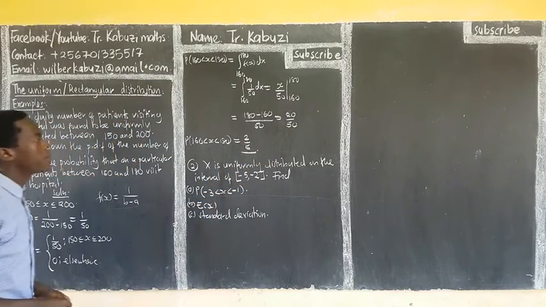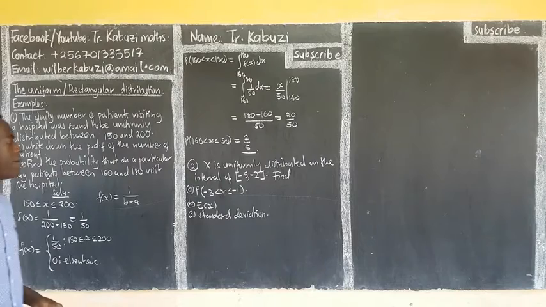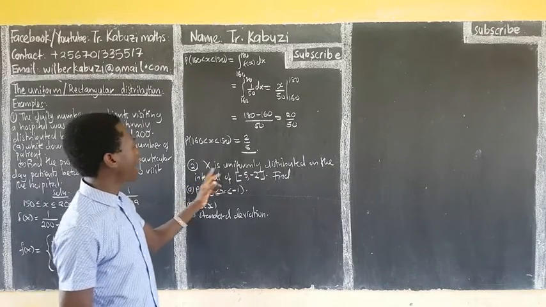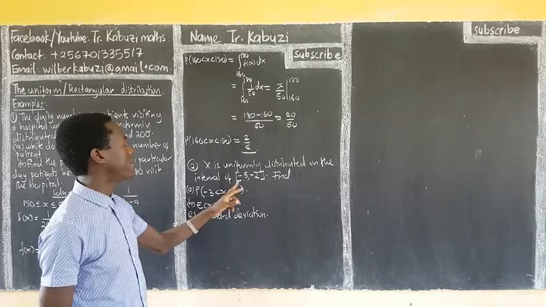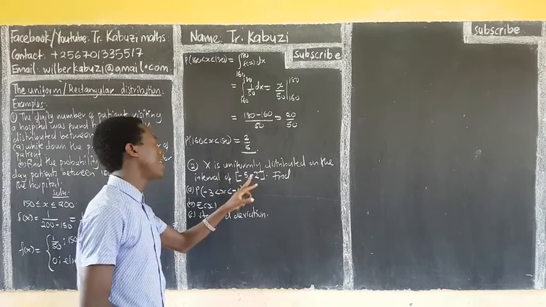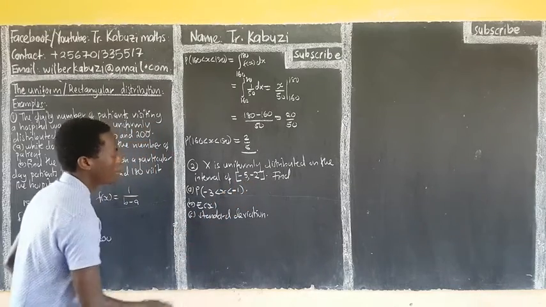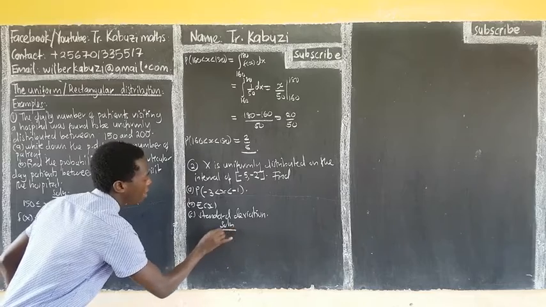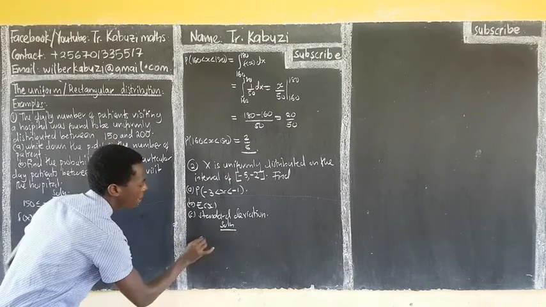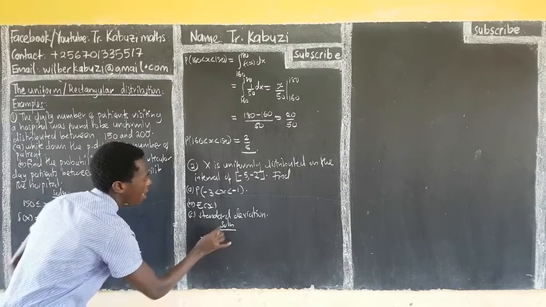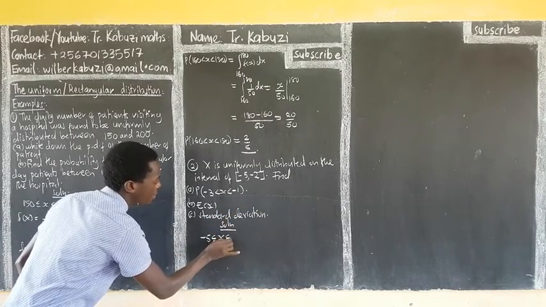It is uniform distribution, very easy to get marks. Then here x is uniformly distributed on the interval. This means that this is the lower and this is the upper limit. So you start by writing that interval: x is on the interval from -5 to -2.